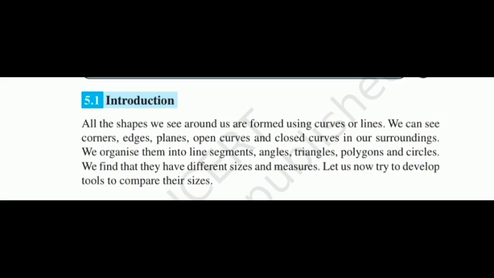All the shapes we see around us are formed using curves or lines. We can see corners, edges, planes, open curves and closed curves in our surroundings. We organize them into line segments, angles, triangles, polygons, and circles. We find that they have different sizes and measures. Let us now try to develop tools to compare their sizes.